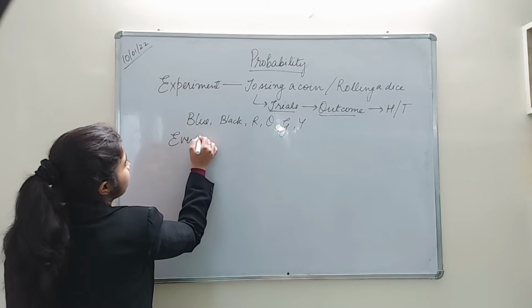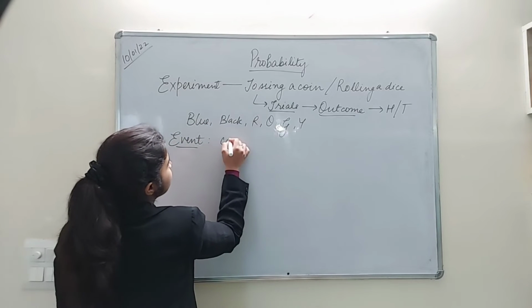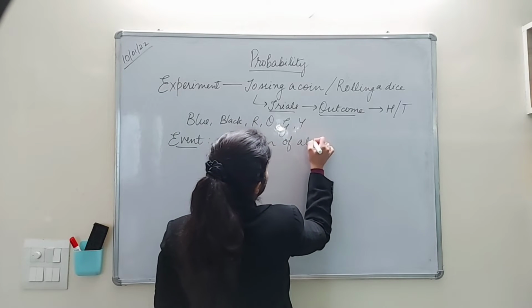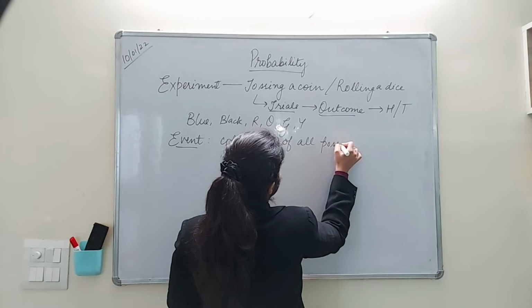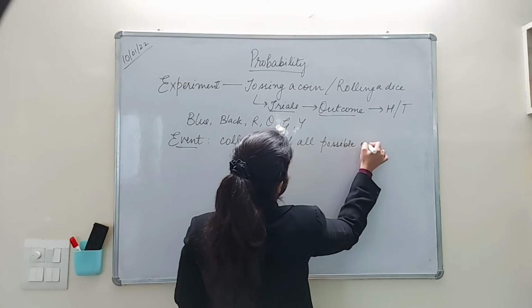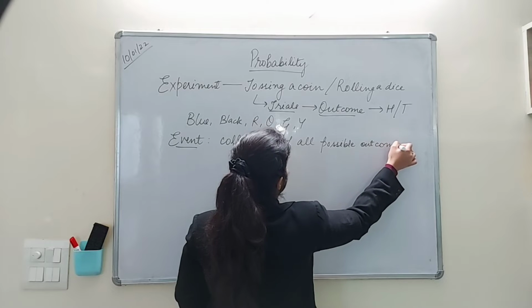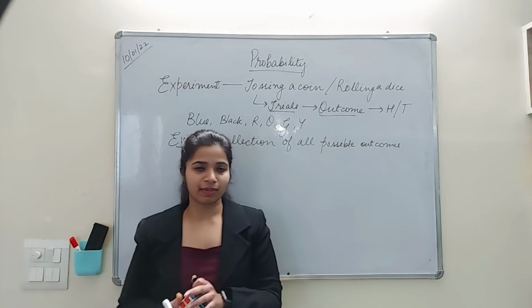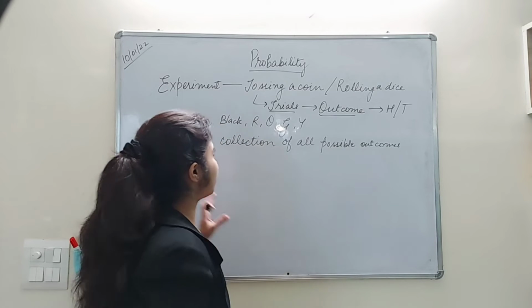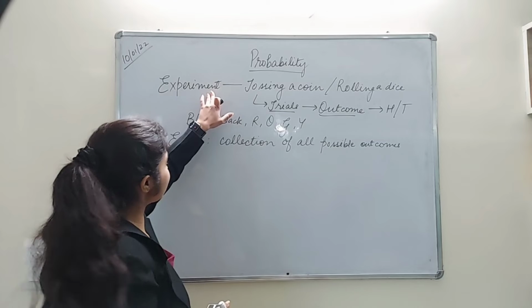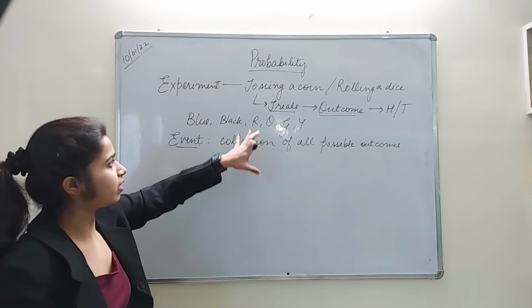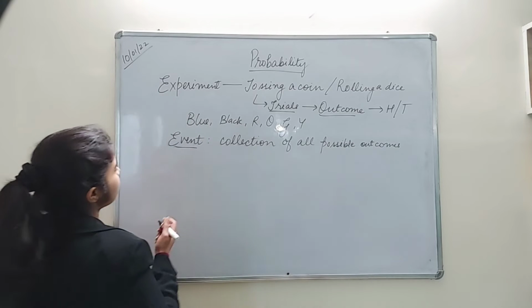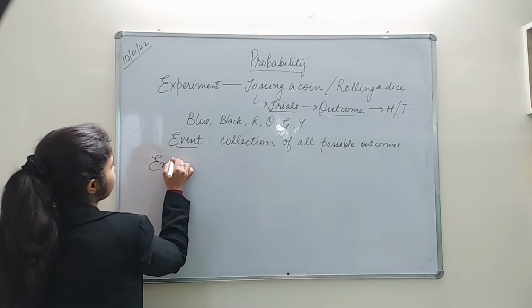Next we have the term event. Event is a collection of all possible outcomes. Fine. So probabilities that we are going to discuss are basically of two types. One is an experimental probability, which is based upon how many times or how many trials have been there. The other one is theoretical probability. So first let's discuss the empirical or experimental probability.